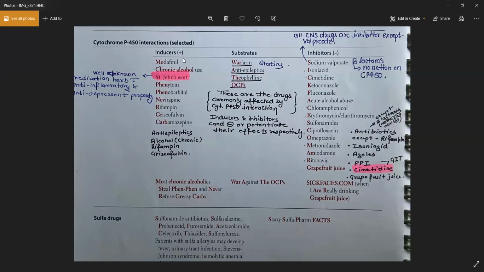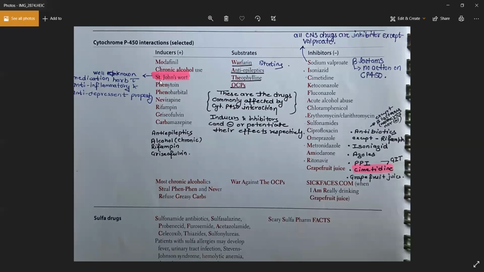Okay, chronic alcohol use is an inducer of cytochrome P450, and that's why, if you give acetaminophen to a patient on chronic alcohol therapy, or an alcoholic patient, what's going to happen? The toxicity of acetaminophen will occur because it is metabolized by cytochrome P450. Okay, very important to know.